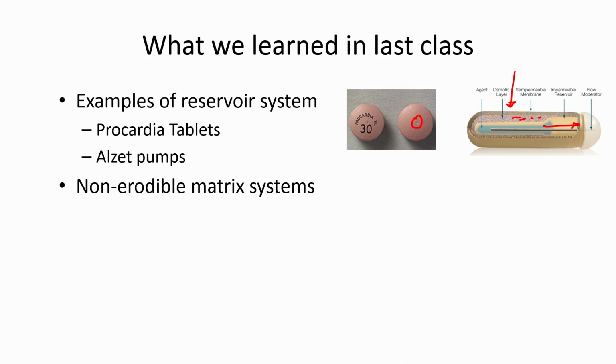Then we talked about non-erodible matrix systems. These are systems which do not erode, but the drug is suspended in them or dissolved in them. Instead of relying on water coming in and driving the drug out, it is essentially just diffusion of the drug through this matrix. In this one we have 4 different cases, out of which we discussed 2 last time. One was that the drug is dissolved and distributed throughout the polymer, and the drug can diffuse through the polymeric chains everywhere in the polymer.